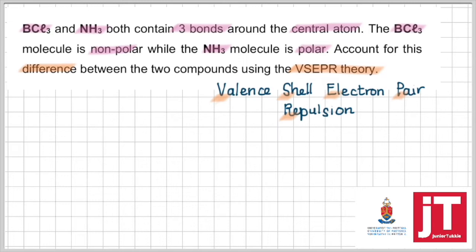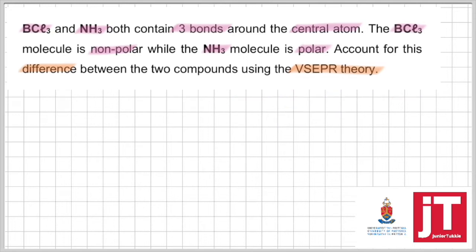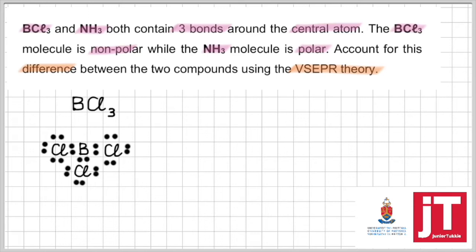This question is similar to the previous one, except here they have told us already that one molecule is polar and the other is non-polar, and we need to explain why it is so. So we're going to start off by analyzing each molecule as we did in the previous question. So we look at boron trichloride, we draw its Lewis diagram, and once we have completed the Lewis diagram, we can replace the bonds with straight lines.